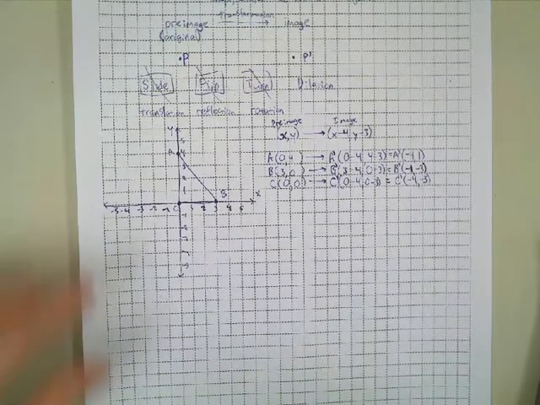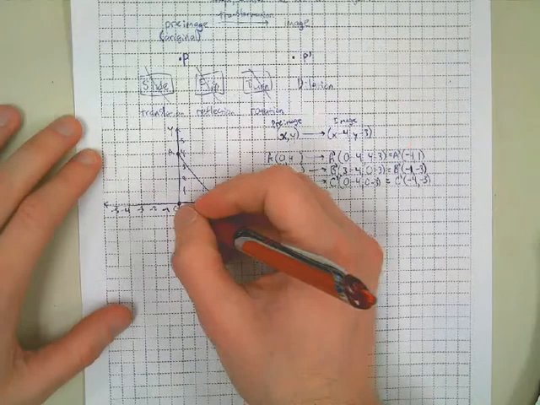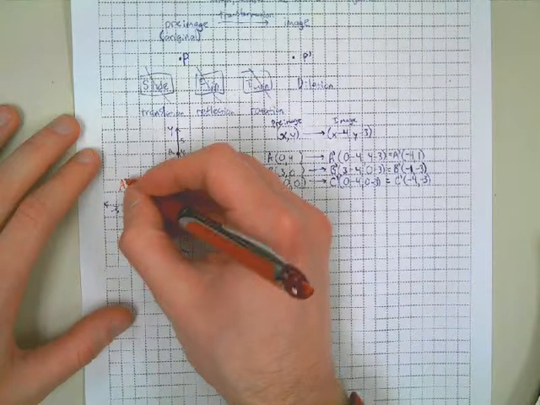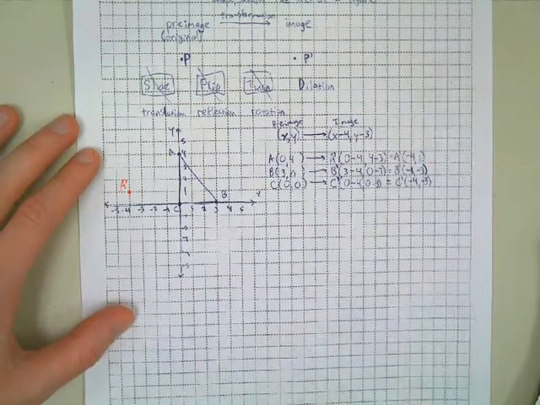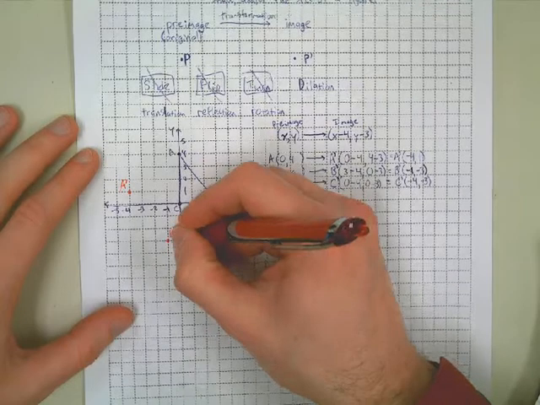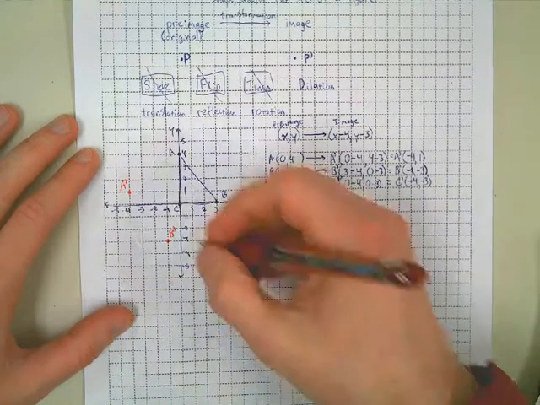All right. B prime has coordinates negative 1, negative 3. And then C prime has coordinates negative 4, negative 3. Okay, so there it is.